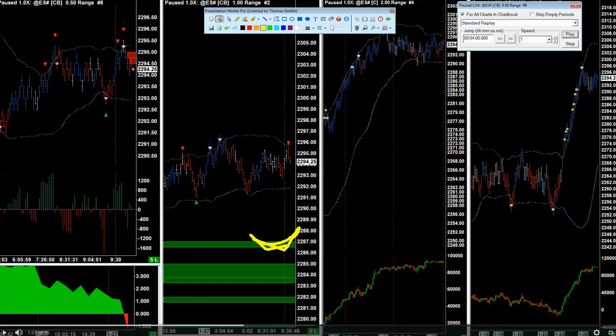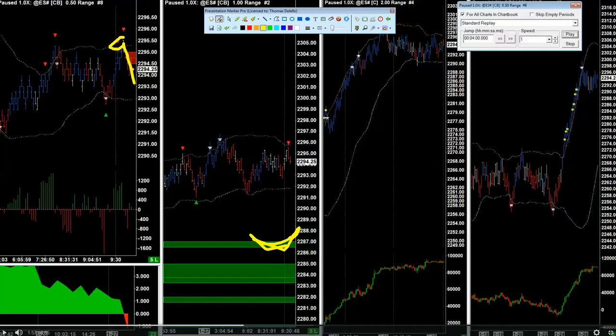But on the 2R, all I'm using these zones for is just as a visual to show me that control has shifted on the micro time frame. Sellers are now in control. We have trapped buyers. We have a few different things alerting us to a very high probability situation here of the market at least ticking down a little bit, at the very least.